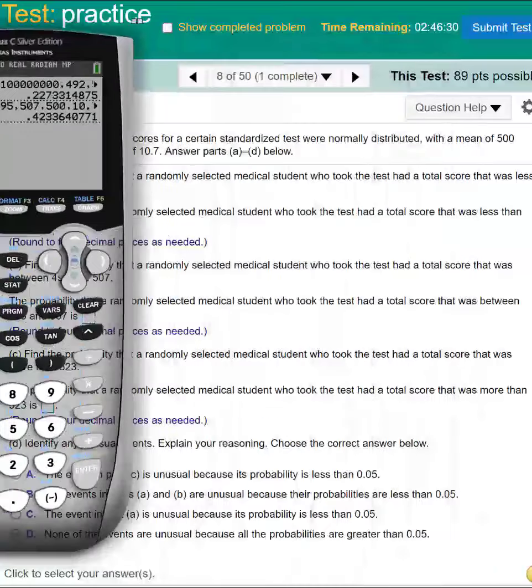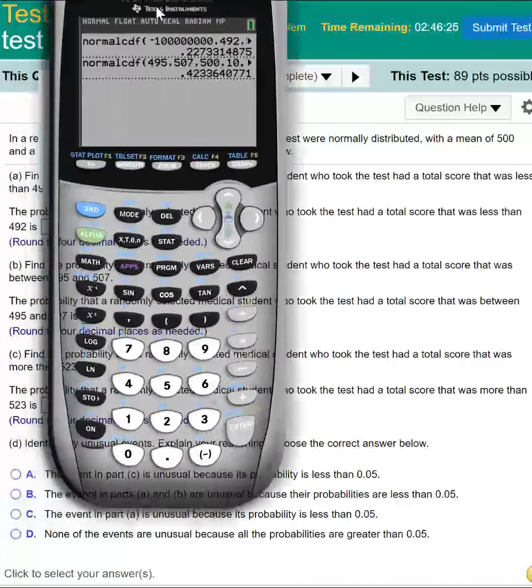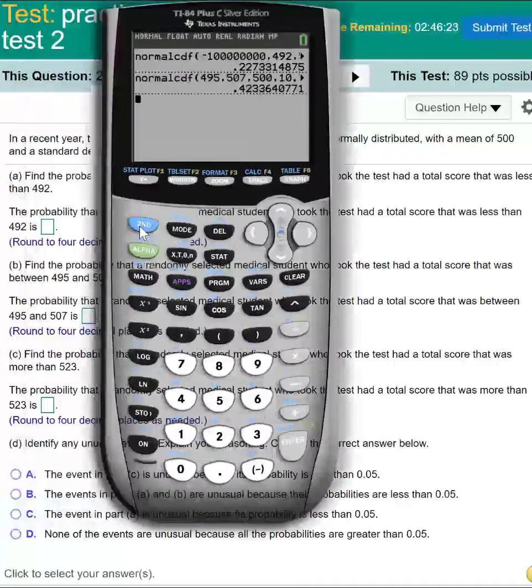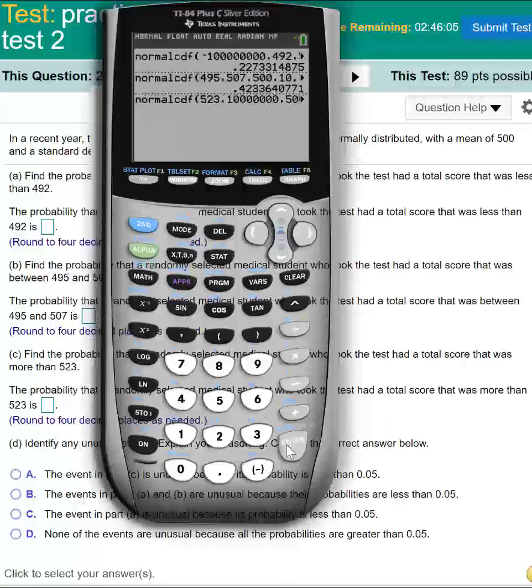C. Find the probability that randomly selected medical students who took the test had a total score that was more than 523. This is the MCAT. It's unusual to have someone get 523. So let's see, 523 and then a million. So 1.66% of students who take the MCAT get a high score, 523. Okay.